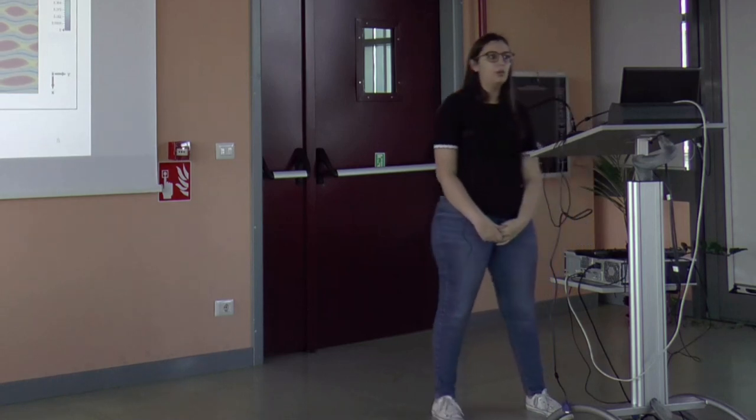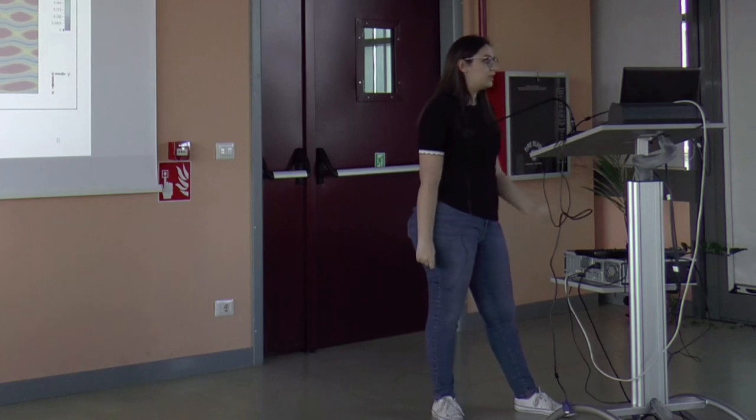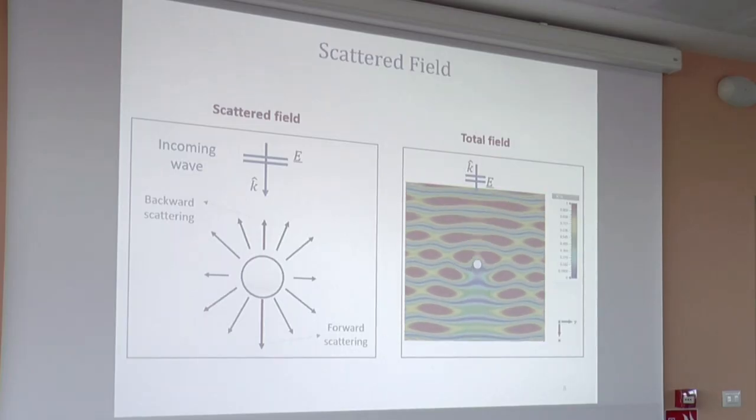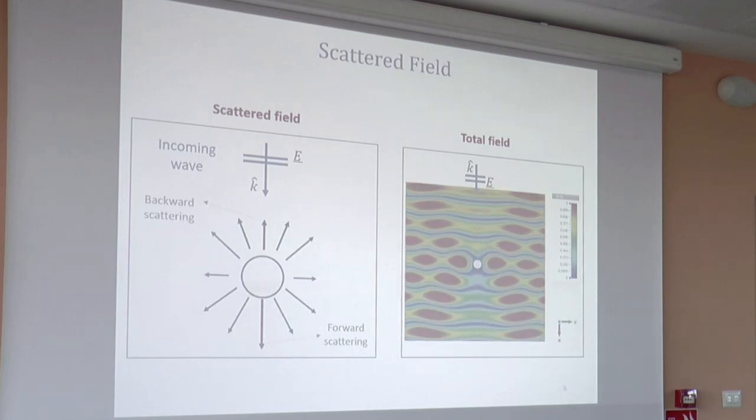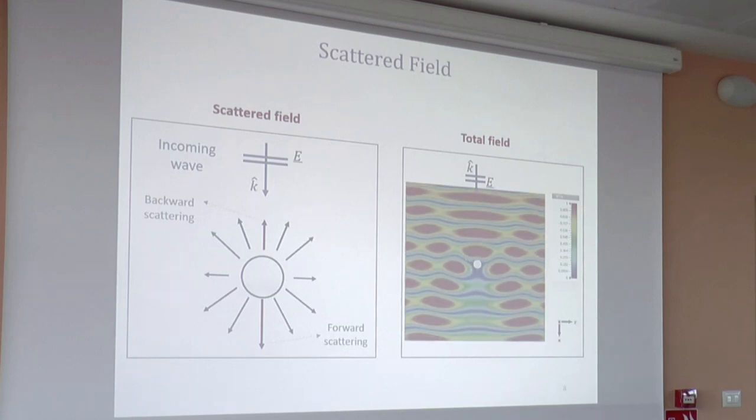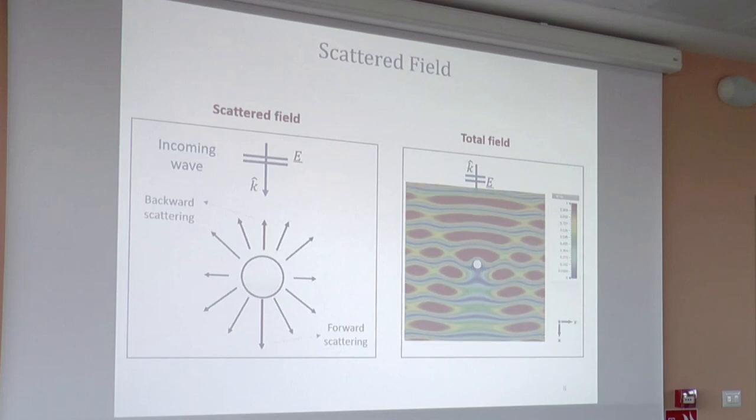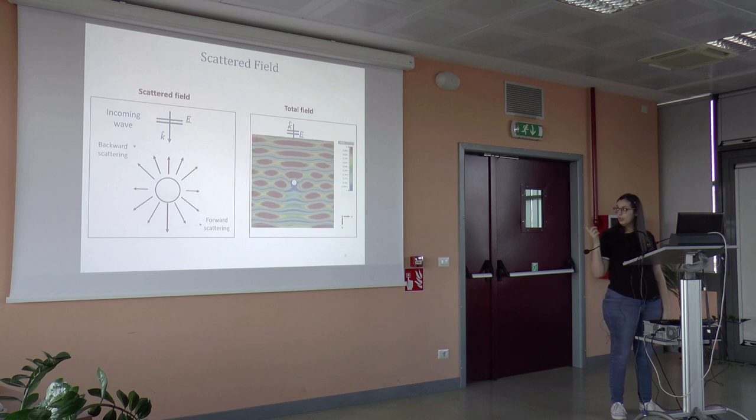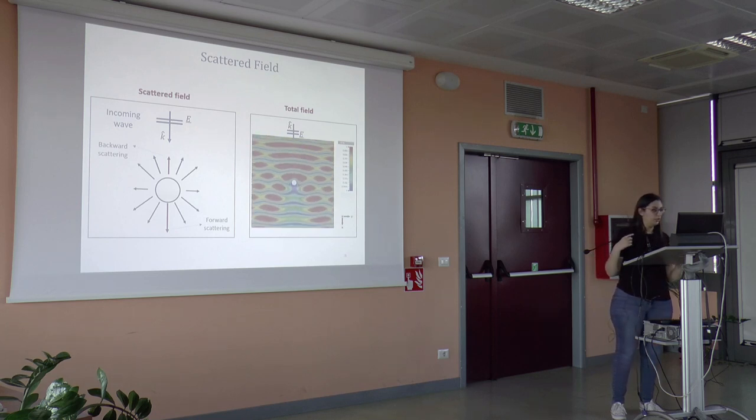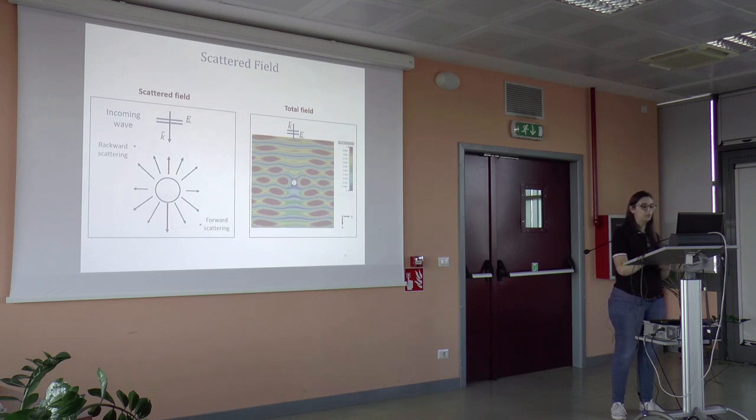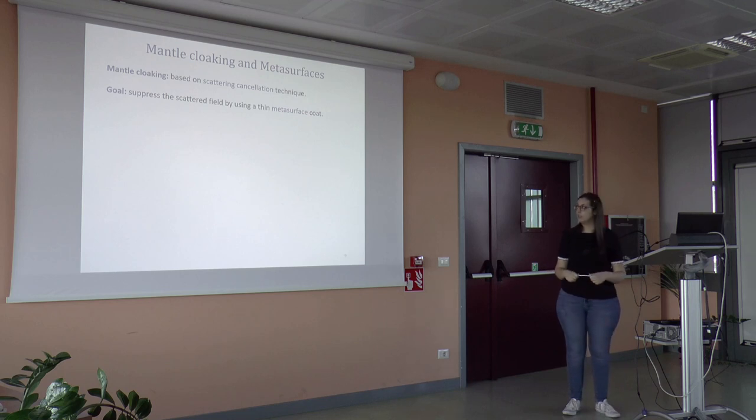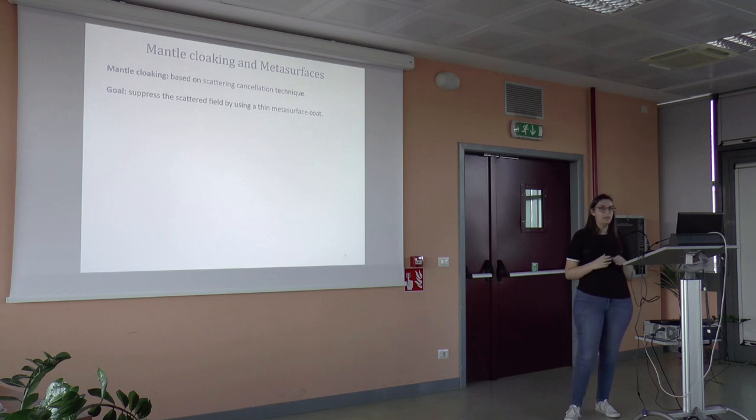In order to understand how we can design a cloaking device, we should first consider why we can see an object and why an object can be detected. If an electromagnetic wave illuminates a target object, the object scatters the field all around it, and therefore the total field is distorted. We can see that there is a shadow region beyond the object, and the field is distorted in all directions around it. So if you want to make the object effectively transparent for an incident radiation, we could reduce its scattered field.